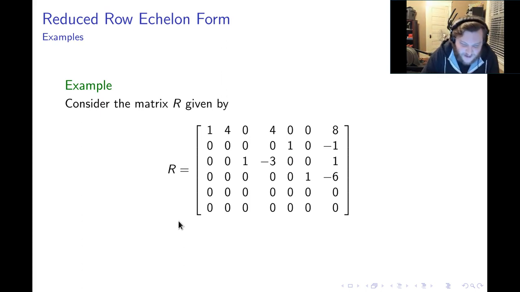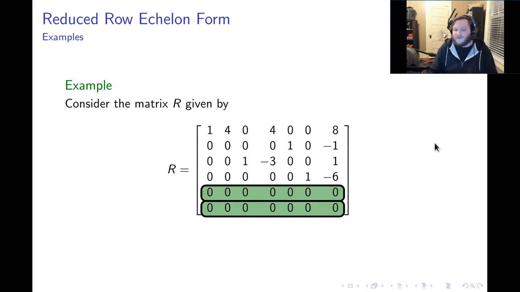Here's another example. So this one's pretty big as well. This is like 6 by 7. Let's run through the axioms. So as you start to do a lot of these, you get more comfortable with the axioms. Here we have 2 rows of zeros. They're at the bottom. Everything's good so far.